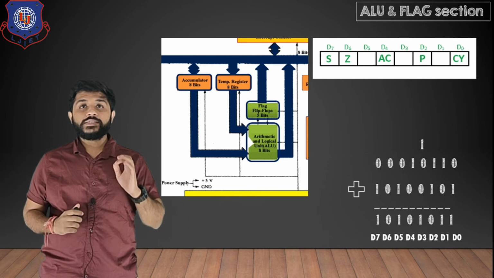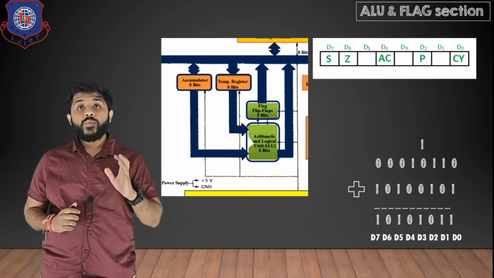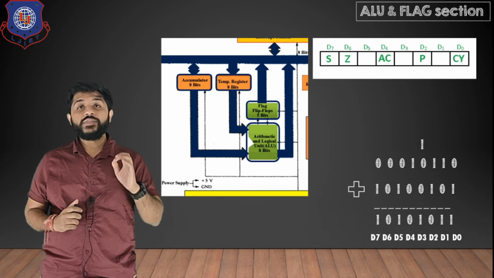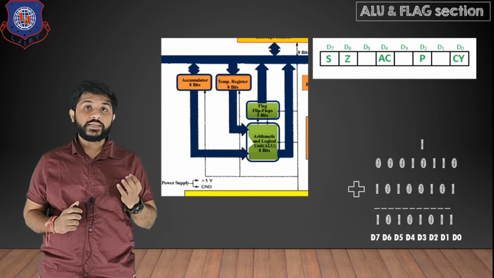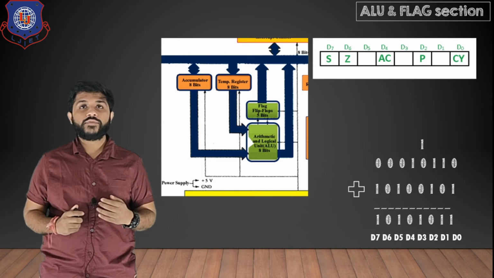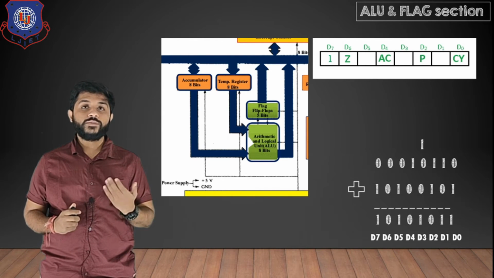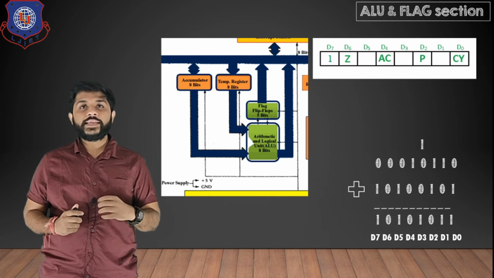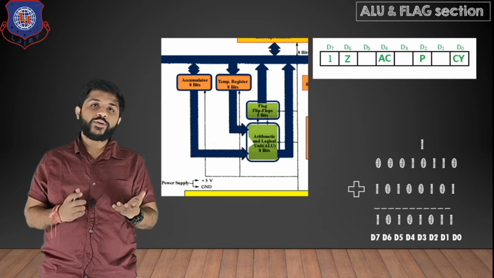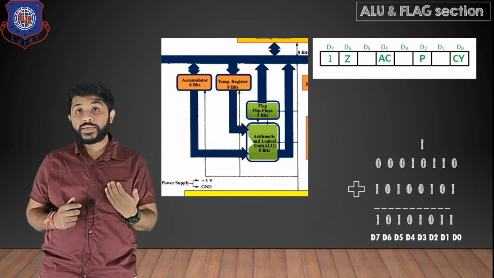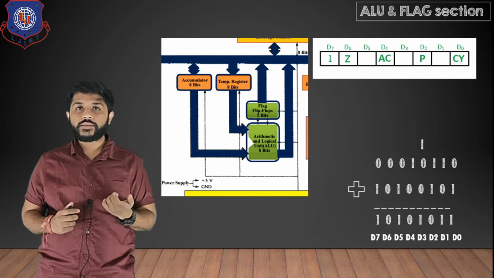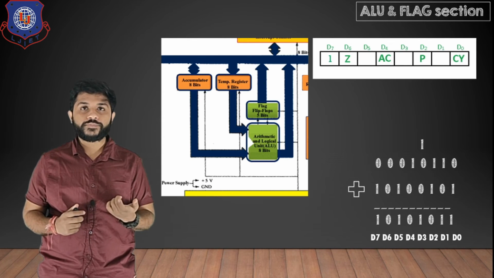So let's name these bits from D0 to D7. Now for the sign flag, after performing any arithmetic and logical operation, if the value of the D7 bit is 1, in that case the sign flag will be set. So you can see that the value of the sign flag is changed to 1. After performing any arithmetic and logical operation, if the value of D7, or we can also say the value of the MSB, is 0, in that case the sign flag will be reset, meaning the value of the sign flag will be 0.